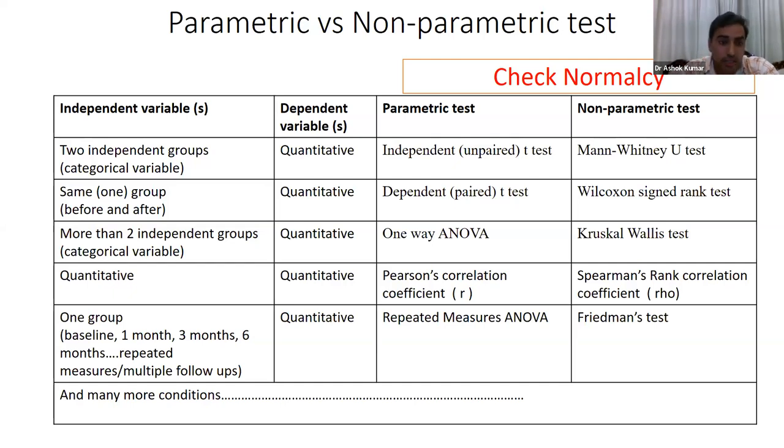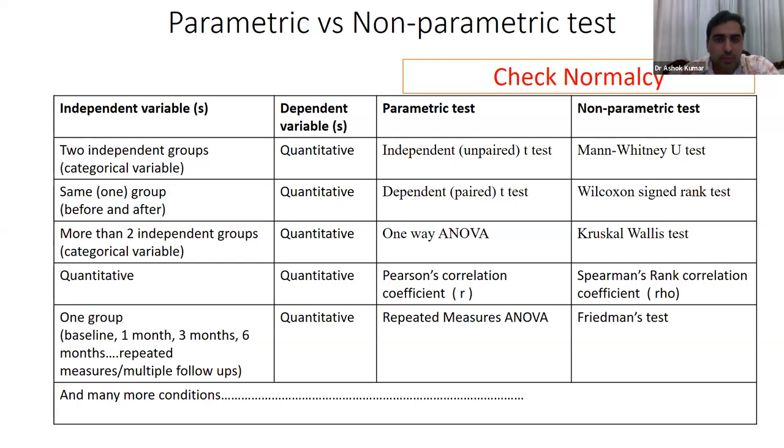If this is the scenario, in our case, HB is a quantitative variable, dependent variable is quantitative variable, scenario is one group, baseline, 1 month, 3 months, 6 months, meaning repeated measures or multiple follow-up. So if this quantitative variable is normally distributed, we have to use repeated measures analysis of variance, RM ANOVA. Otherwise, we have to use Friedman's test. It's a counterpart. And there are many more conditions we will discuss tomorrow.